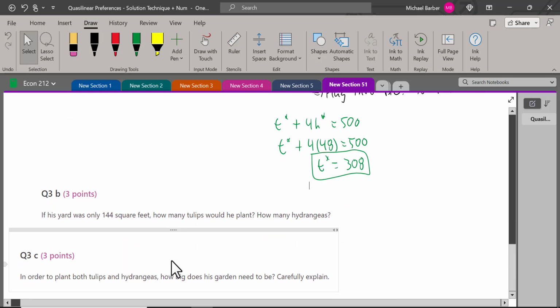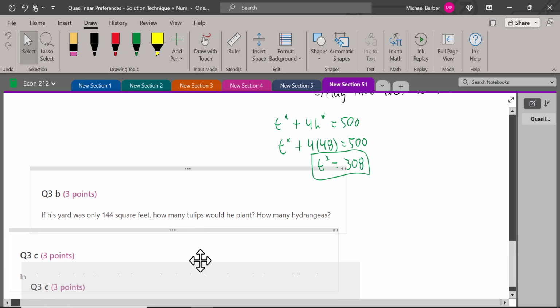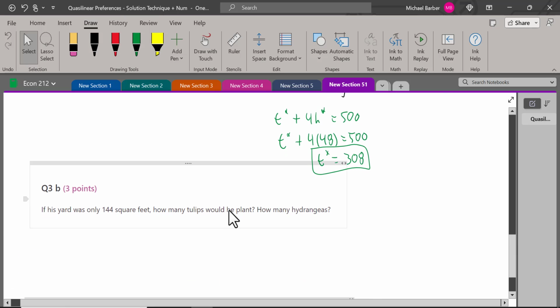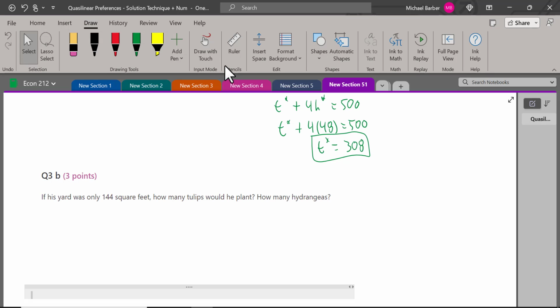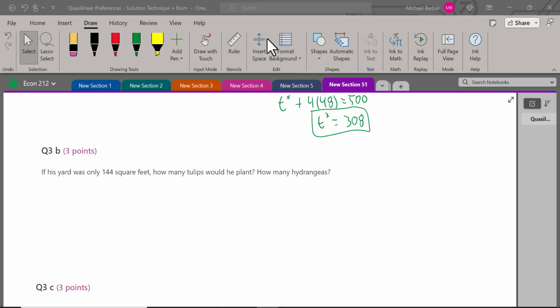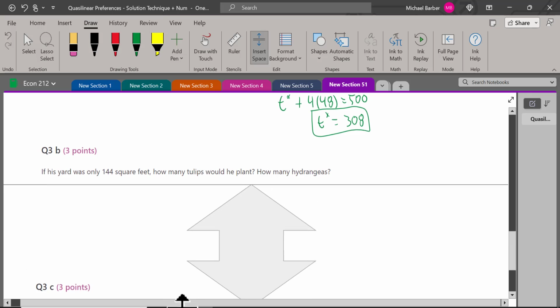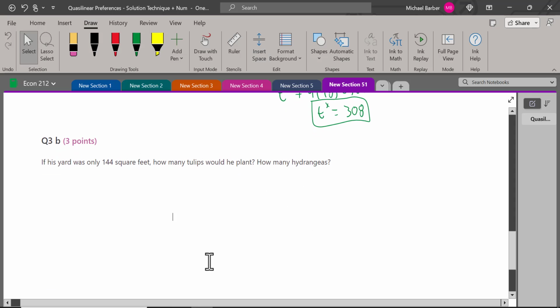Now let's look at what happens when his garden shrinks. So now it's only 144 feet. It's going to be the same problem, but he only has 144 feet to plant these 2 flowers. All right, so I'm just going to give myself a little bit of room here. We can write down the problem again if you want.